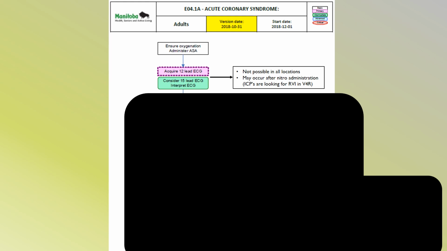ICPs may consider obtaining a 15 lead, and the rationale for an ICP would be that they're curious to see what's happening in the right ventricle and in the posterior leads. For ICPs, this information is for you only, but if you see elevation in V4R of more than 1 millimeter, which is one little box on your ECG charting paper, then that would be confirmation of an RVI, and you would want to withhold any nitrate and morphine therapies. PCPs, you're not allowed to do this. You just simply acquire and move on.